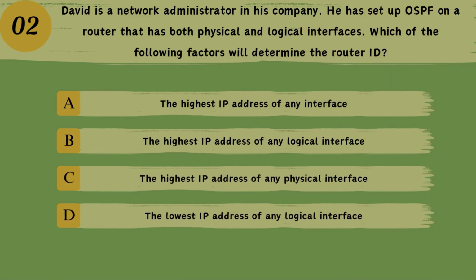Question 2. David is a network administrator in his company. He has set up OSPF on a router that has both physical and logical interfaces. Which of the following factors will determine the router ID? A. The highest IP address of any interface. B. The highest IP address of any logical interface. C. The highest IP address of any physical interface. D. The lowest IP address of any logical interface.